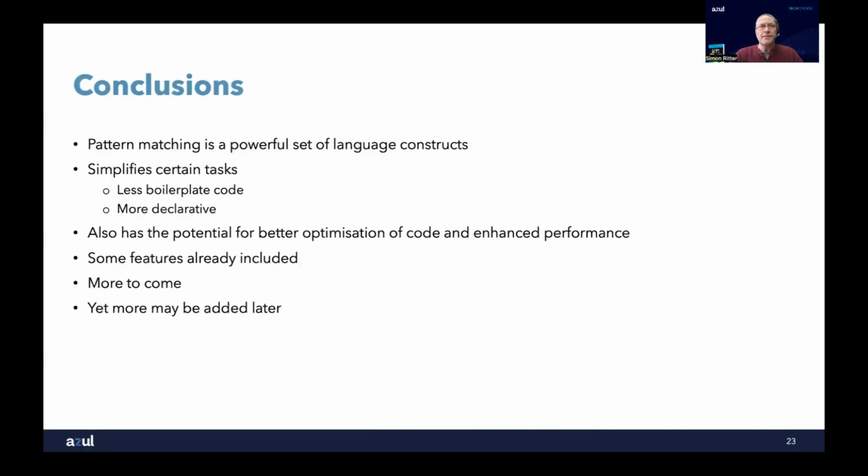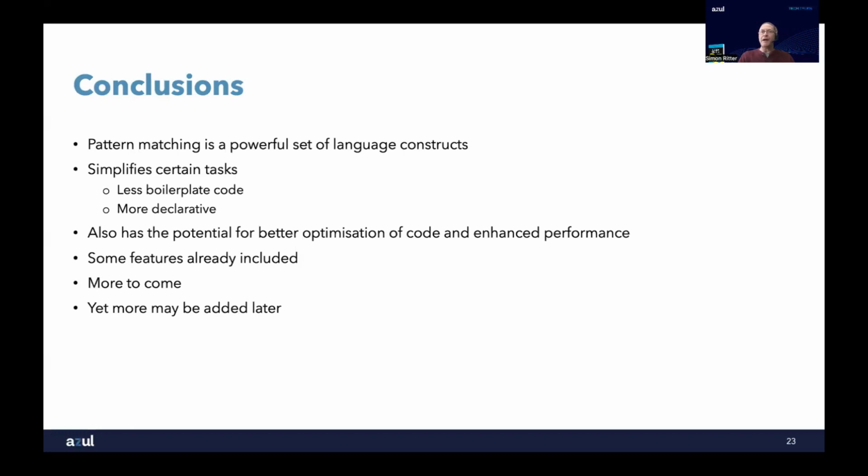Just to summarize then, basically pattern matching is a very powerful set of language constructs. It simplifies a number of different tasks that we do on a regular basis. It reduces a lot of the boilerplate code that we see in those situations, and it makes our code more declarative. So it's a big bonus in terms of aiding readability and reliability of our code. Something that's less obvious is that there's also the possibility that we could improve the optimization of our code underneath. The way that the JIT compiler can work, the way that the code is generated, there are opportunities there to be explored in terms of improving the efficiency of the way these things work.